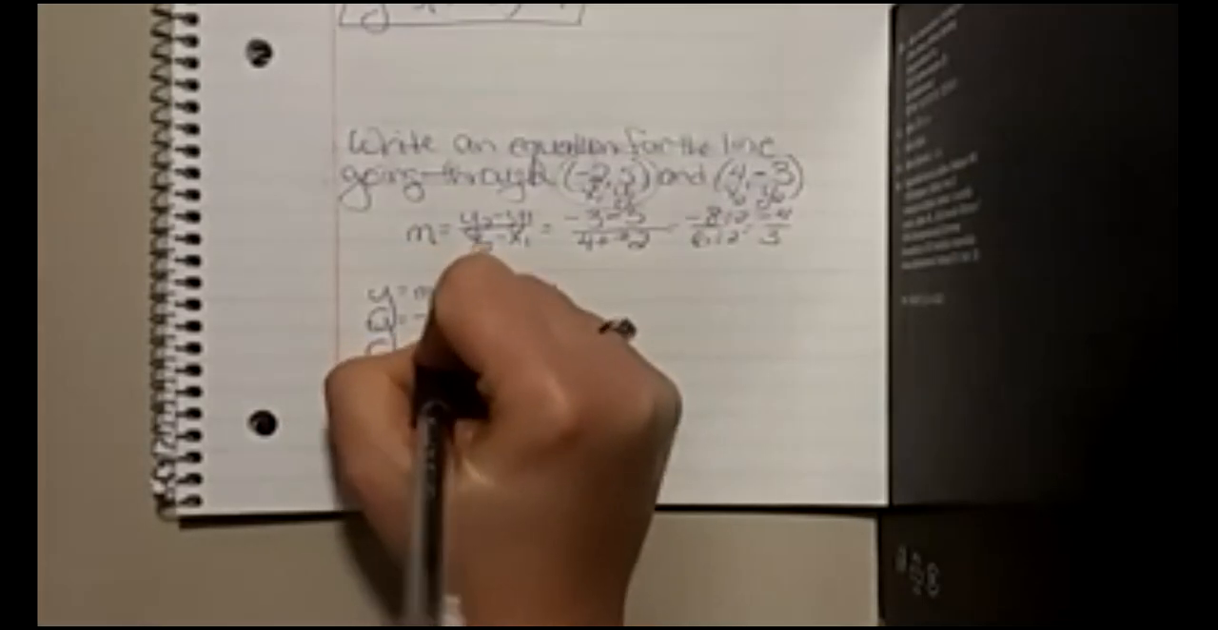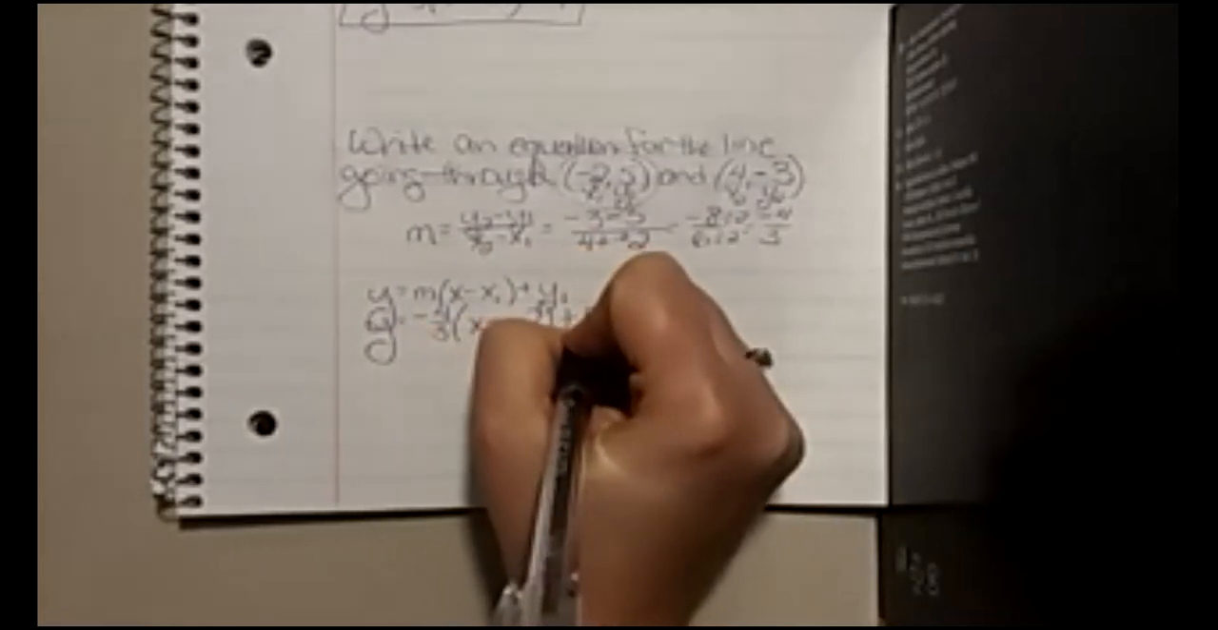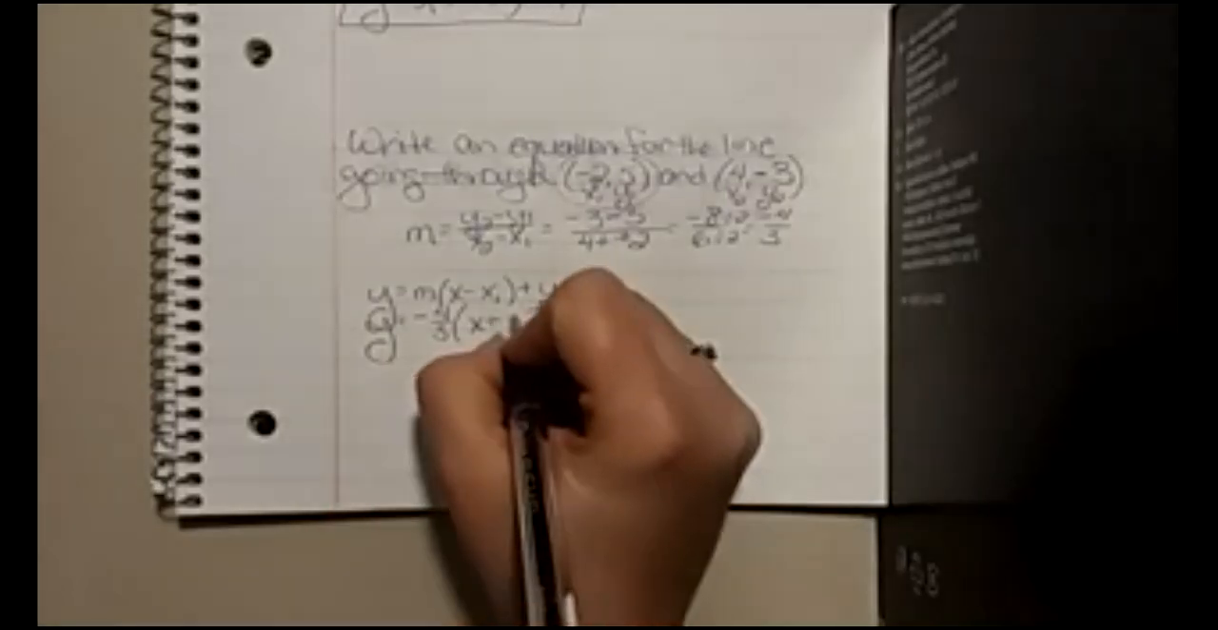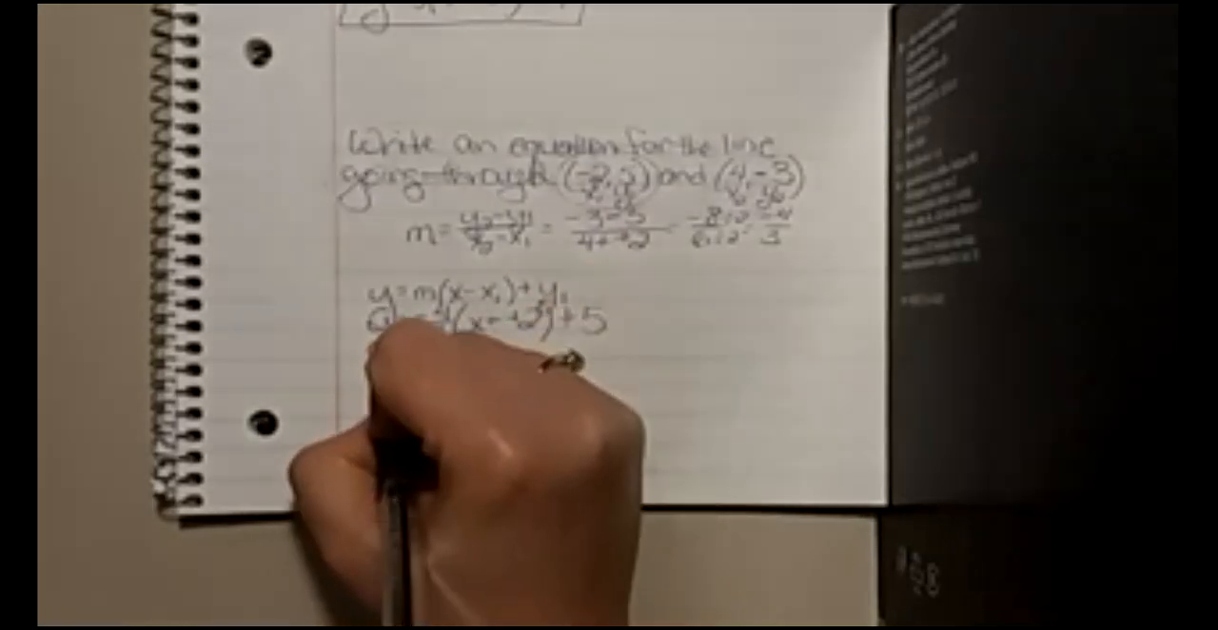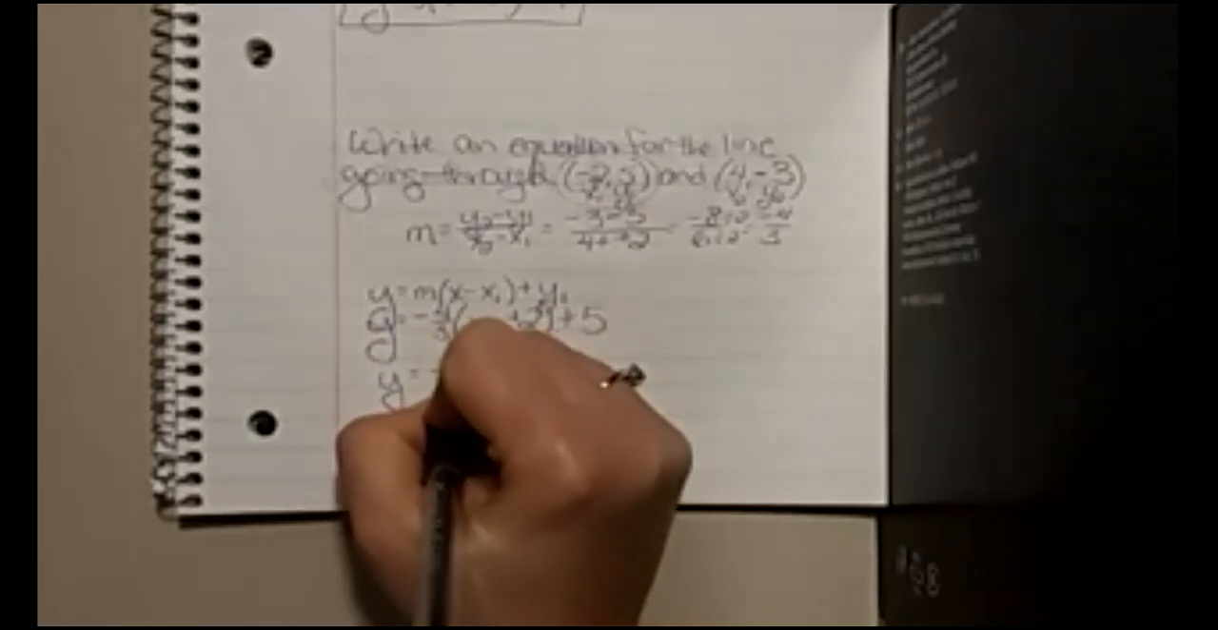This is going to be y equals -4/3 x minus -2 plus 5. We have to clean this up a little bit because we don't want to leave minus minus. It can be simplified. So this is going to be y equals -4/3 times x plus 2 plus 5.